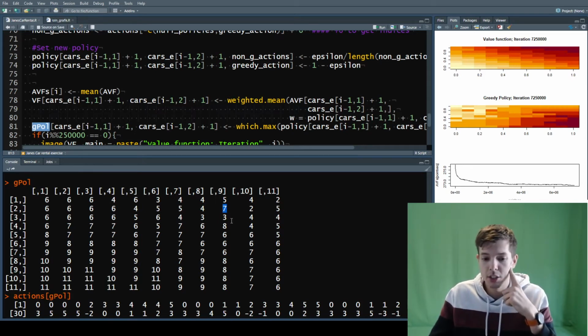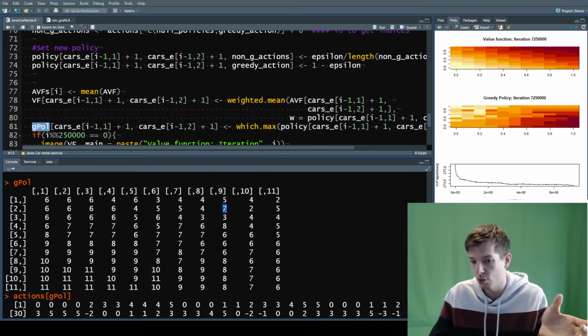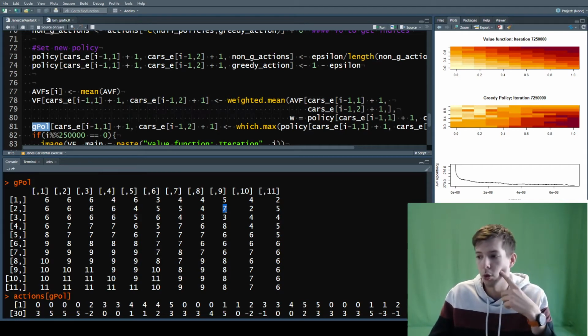So situations where we have many cars in the second location but only a few cars in the first location don't occur often due to the law of motion. So this 7 will stay here for quite some time. So the 7 is really far away from the optimal action in that case, but it doesn't matter because this situation won't occur anyway. Yeah. Right.